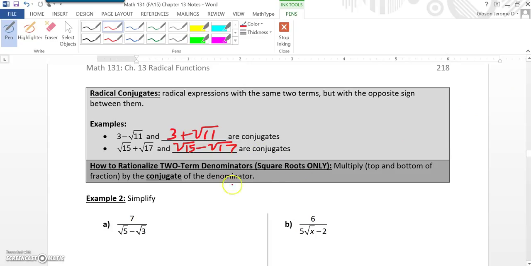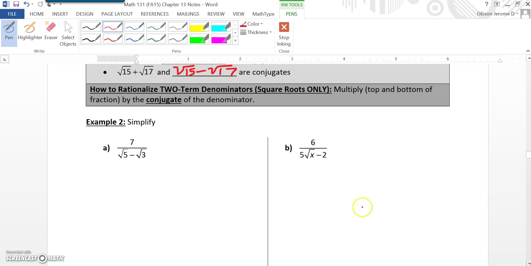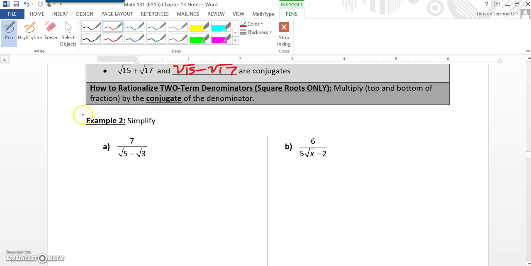Okay, class, picking up where we left off, we were about to start example 2, and we want to simplify this. Look here at our denominator. We have a binomial with two radicals here, so we have to use the conjugate. And remember, the conjugate is this binomial, but with the opposite operation.